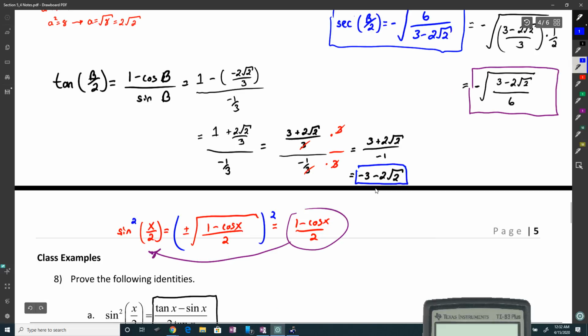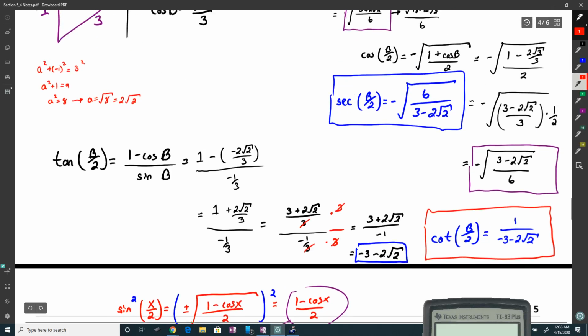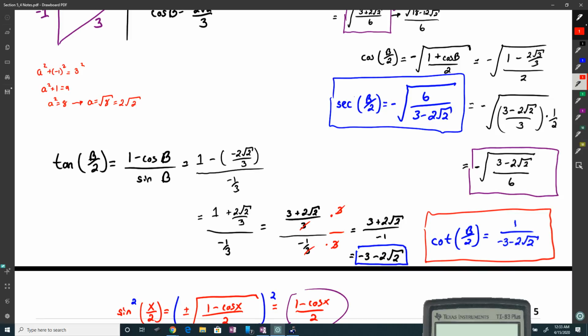Now you flip it, and cotangent of b over 2 is just the flip version of that. So negative 1 over, I'll just write it like this, 1 over negative 3 minus 2 square root of 2. You know what? That's so nasty, I'm just going to say, okay, we're fine with that. Okay, so there we go.